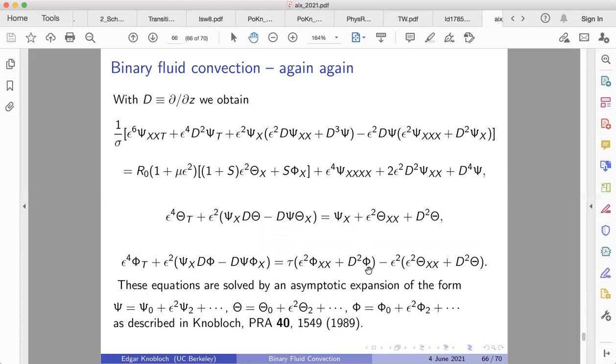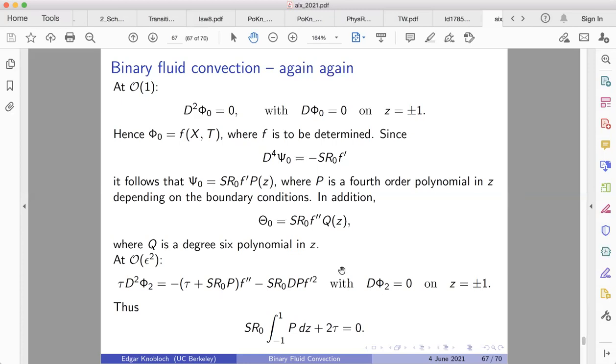Okay. So this is what I'm doing over here. So phi 0 is some function of x only, the slow spatial variable, slow time. Then I solve for psi naught. That does depend on z through some polynomial dependence on z. Similarly for theta. I get this equation for the correction of phi 2. Remember, phi naught is just this. Phi 2 is given by this.